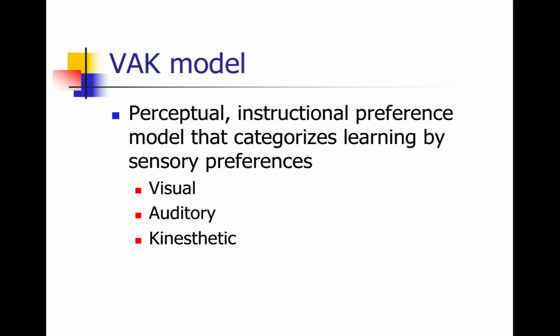So the other learning style model that I had you look at, the other way of thinking, is the VAC model, which is the perceptual instructional preference model that categorizes learning by sensory preferences. So you've probably heard this before, and people say I'm a visual learner, an auditory learner, or a kinesthetic learner, and this is just a different way to describe learning.